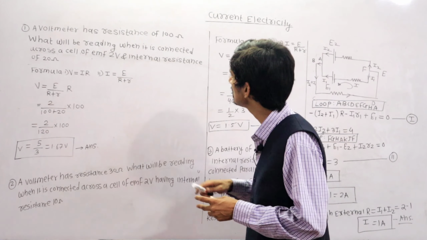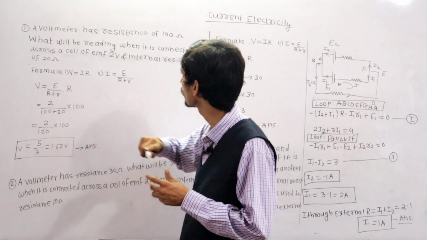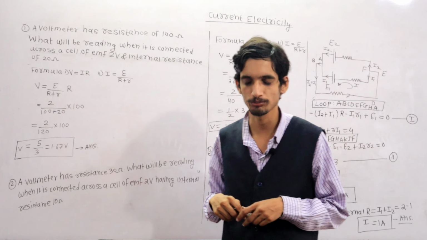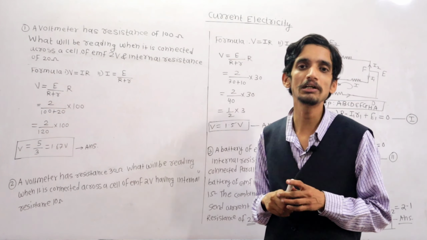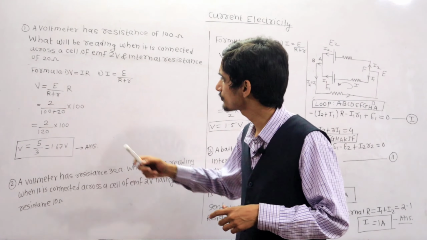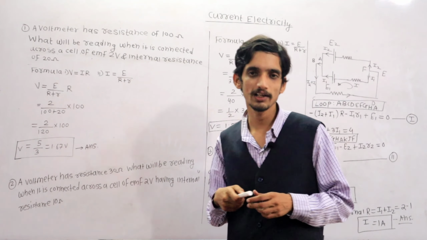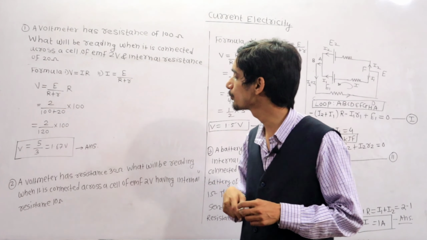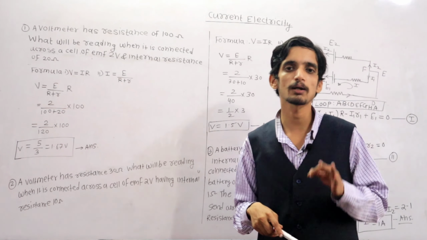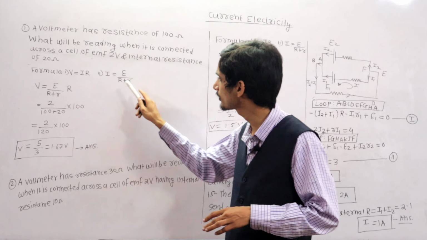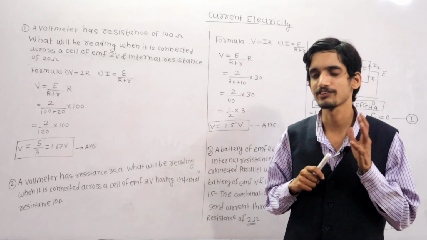2 volt, then the internal resistance small r is 20 ohms and the voltmeter resistance capital R is 100 ohms. And you know that in a voltmeter, resistance is always connected in series. Now which formulas we have to use? First formula is V is equal to IR, that is terminal potential difference, and current I is equal to E by capital R plus small r, in which the small r is called internal resistance and capital R is called external resistance.